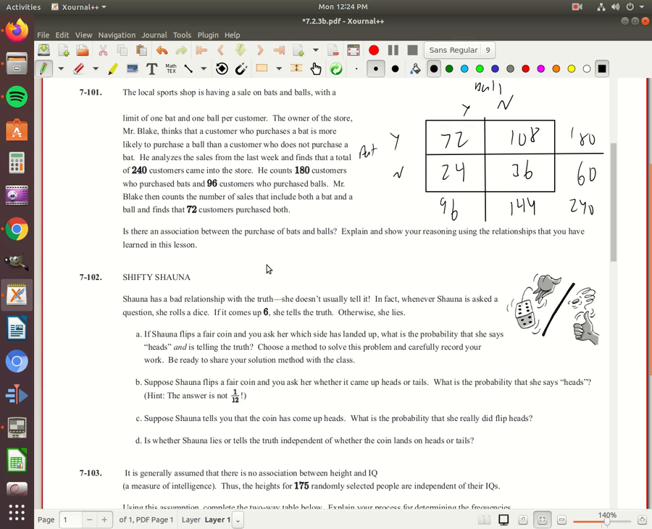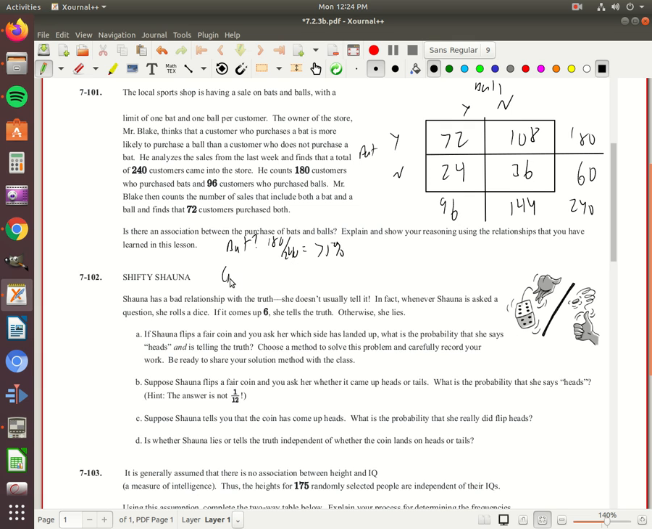So is there an association between purchasing bats and balls? Well, let's just see. Did you buy a bat? How many people bought a bat? 180 out of 240, which is 75%. All right.